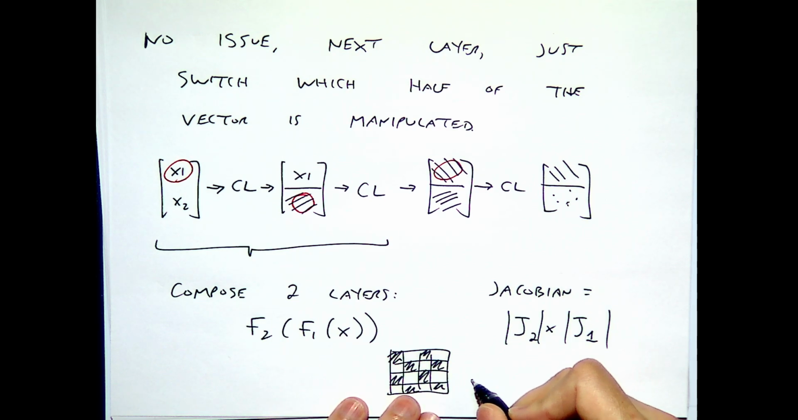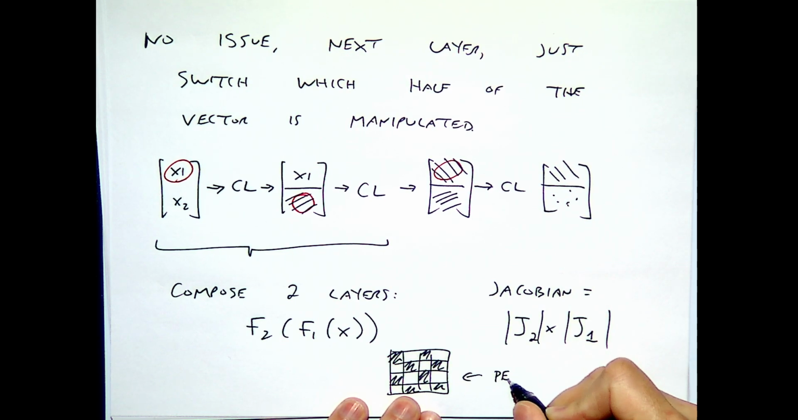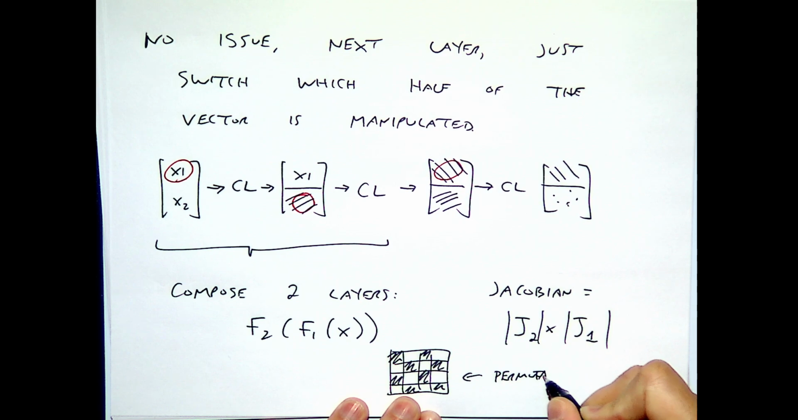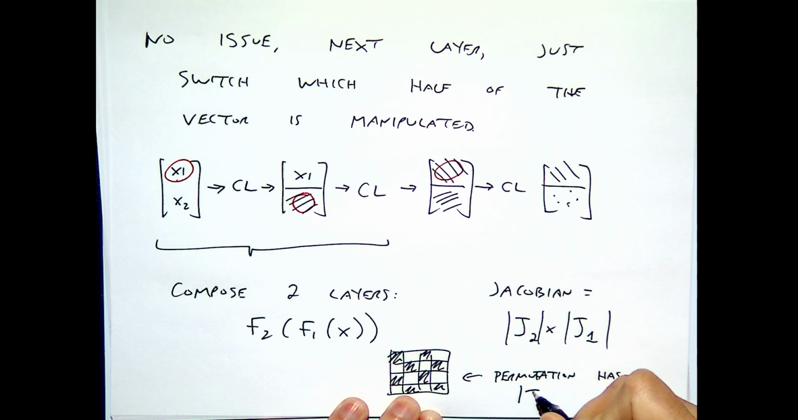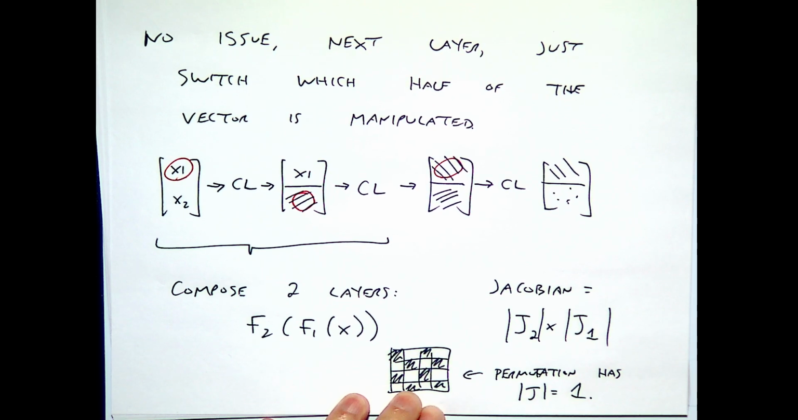So this is a permutation, and it also has a Jacobian determinant equal to 1, just because I'm not changing the sizes of anything. All I'm doing is flipping which indices I have.